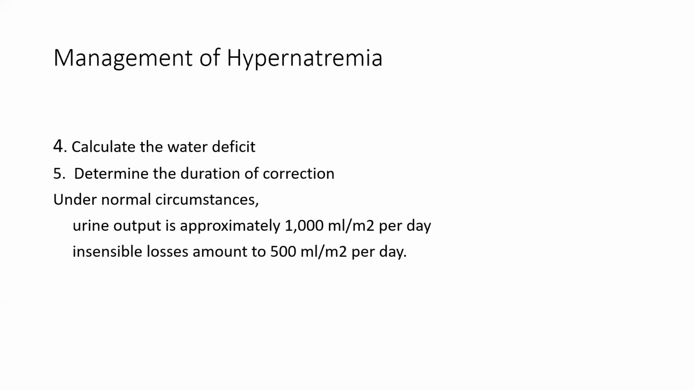You see, the mistake is where we want to correct it very fast, and you end up getting demyelination, brain edema, and herniation. So as I said earlier, under normal circumstances, urine output is approximately 1,000 ml per meter square per day, and the sensible water loss is 500 ml per meter square per day.